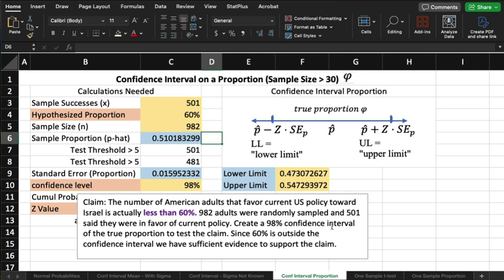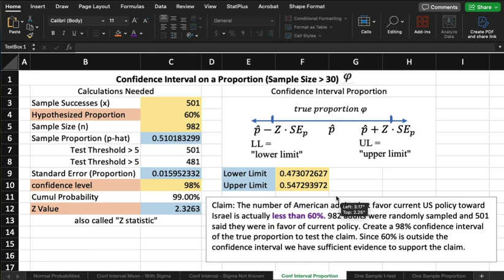But that's the purpose of your confidence interval. It helps you to sort of make inferences about your population.